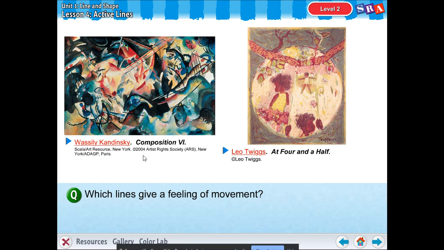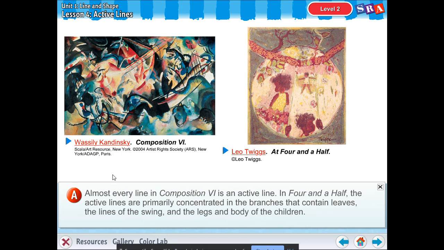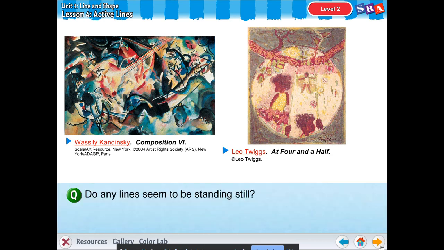Which lines give a feeling of movement? Well, when I was looking at these, they had a bunch of different lines. Almost every line in this picture is an active line because remember, any line that is not straight is an active line. And if you look over here in 4.5, the active lines are really concentrated on the branches and they also have the leaves. And then the swing, like we talked about, and the legs of her. Her legs are not straight, they're kind of diagonal, and so it looks like she's swinging through the air. And the body of the children.